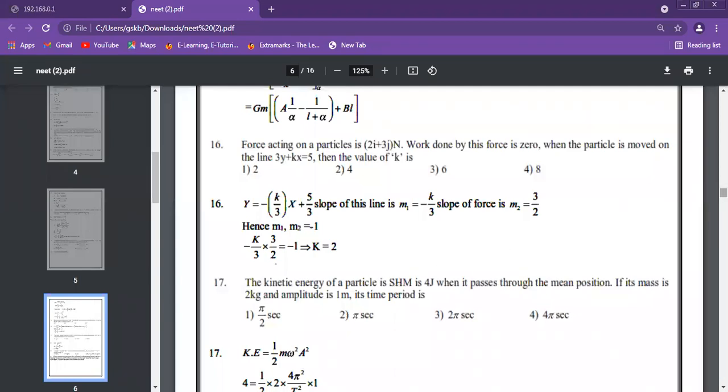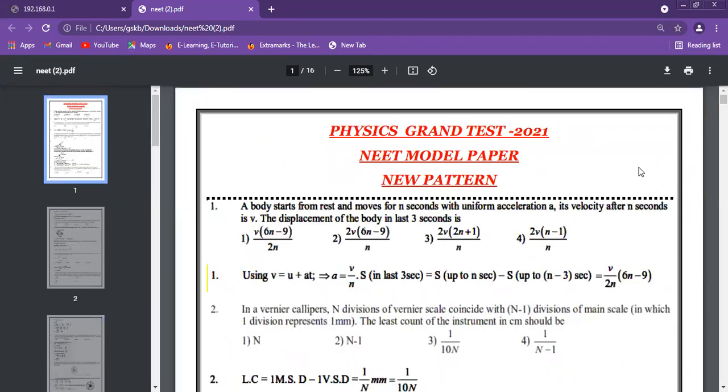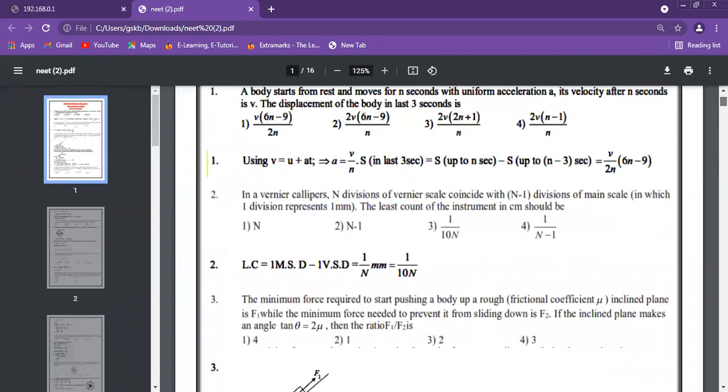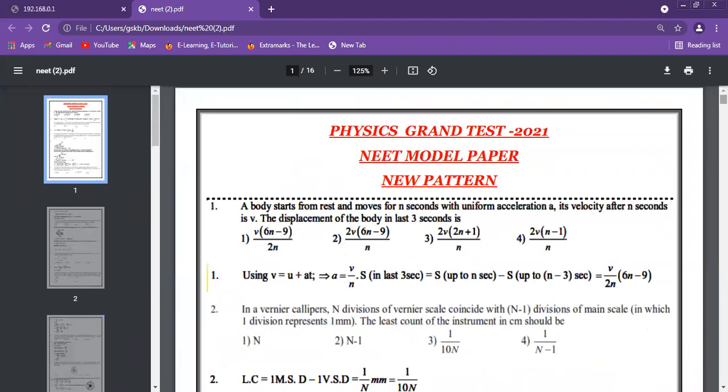Today I want to give a small question paper according to the new pattern given by the NTA, the National Test Agency. This is a grand question paper, completely based on class 11 and class 12 questions, and it depends entirely on the new pattern of the question paper.